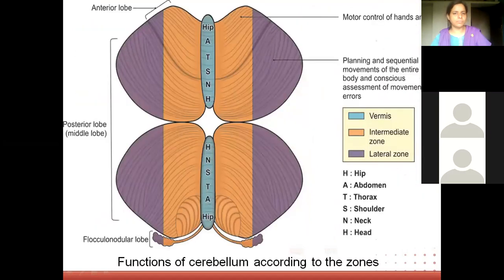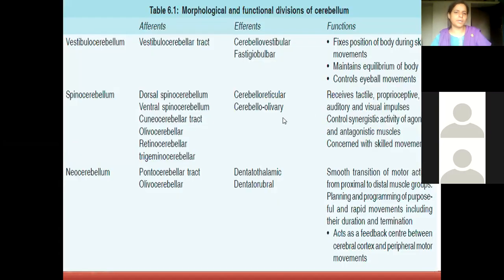Then this is not required, beta, you need not worry. So this is vestibulocerebellum, spinocerebellum and neocerebellum. You have already done this in physiology. In case you have not studied it in physiology, here also tracts are given. Like in vestibulocerebellum, the afferent tracts, that means the tracts coming to the cerebellum from different parts, we have vestibulocerebellar tract. Efferents are cerebellovestibular and fastigiobulbar. The function of vestibulocerebellum is that it fixes the position of the body during skilled movements.